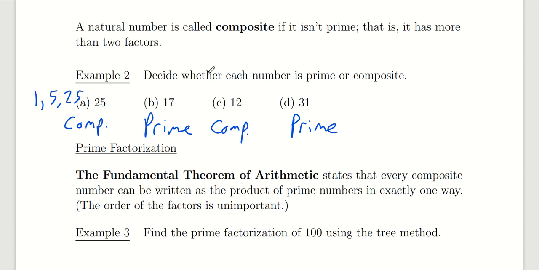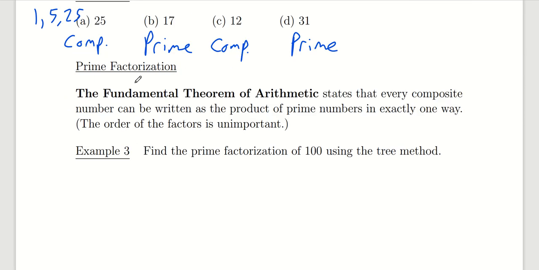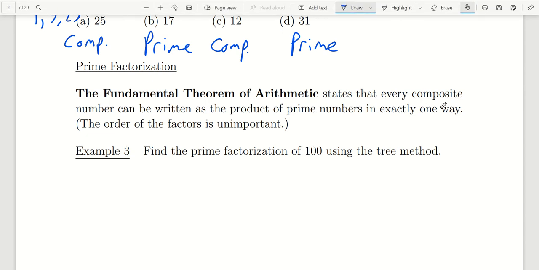In many ways, like in chemistry, how the atoms are the building blocks of molecules, the prime numbers are really like the building blocks of the natural numbers. This follows from what's called the prime factorization theorem, also called the fundamental theorem of arithmetic. And this states that every composite number can be written as the product of prime numbers in exactly one way. And when we say exactly one way, this means up to ordering of the primes.